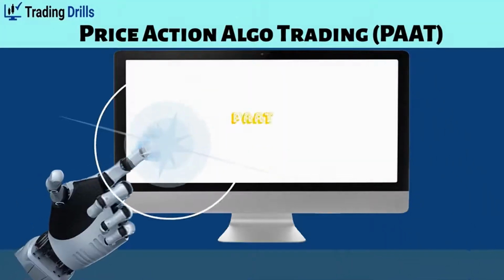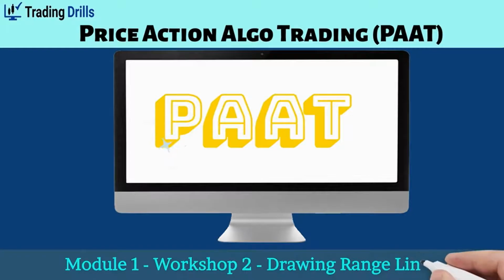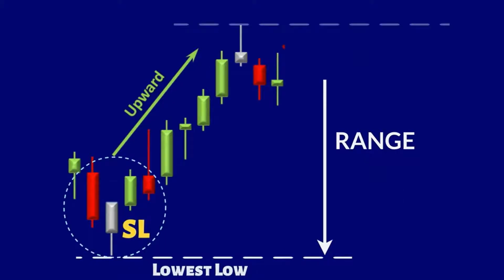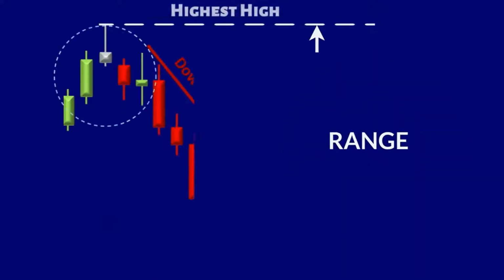In this lesson of Module 1, Workshop 2, we will discuss the concept and process of drawing a range line. As mentioned earlier, the range is the distance price has traveled between the nearest swing high and swing low, and vice versa in a downward price movement.